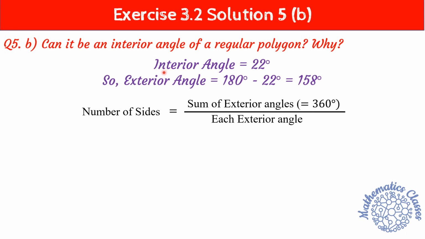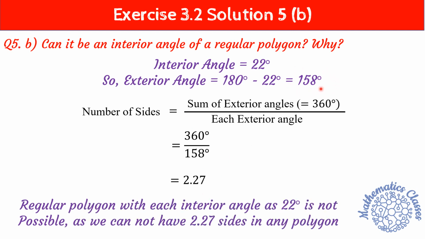For part B, we have interior angle equal to 22 degree. So, exterior angle equals 180 minus 22 degree, that is 158 degree. After putting this value in the formula, we get number of sides equal to 360 divided by 158, that is 2.27. No, we can't have a regular polygon with each exterior angle as 158 degree, as it is not a divisor of 360.